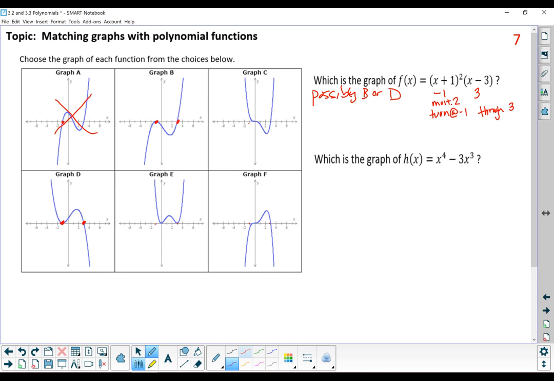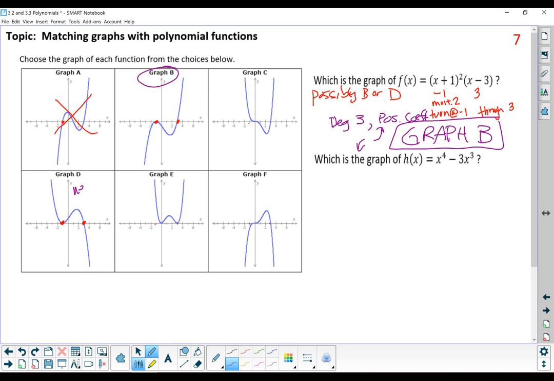So then we could think about our end behavior if we wanted to. This is a degree 3 polynomial, and it looks like it would have a positive leading coefficient, because we don't have a negative in front and all of our x's are positive, so that's going to be a positive coefficient. So the one that has the correct end behavior is graph B. Graph D would have a negative coefficient, so it's not graph D.